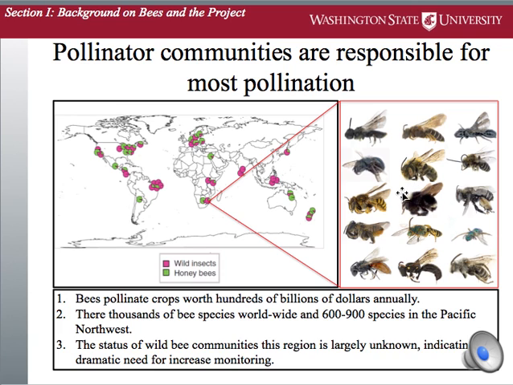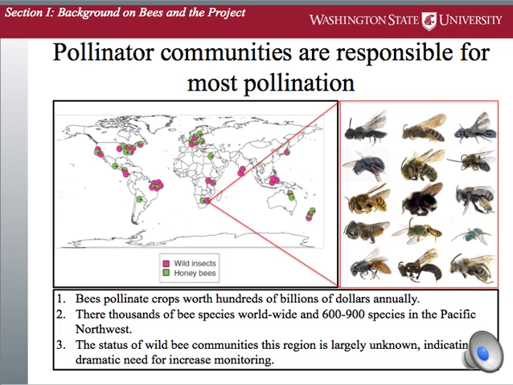Some of these bumblebees can be quite large, but you can see that they are incredibly diverse in their morphology. Their shapes and sizes are considerably different, their coloration is considerably different, and they all in some way or another help to provide pollination to plants. So this pollination is worth billions of dollars every year, and that's on an annual basis. And we know that there are thousands of bee species worldwide, probably somewhere around 4,000 bee species worldwide. And then in the Pacific Northwest, we have between 600 and 900 different species.